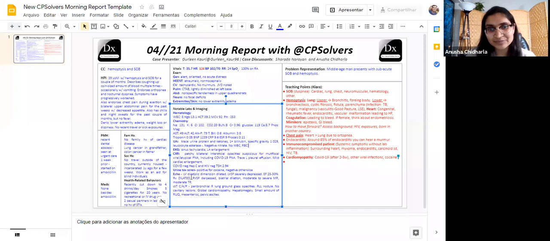Next is CT abdomen and pelvis. It showed peribronchial and ground glass opacities. So whenever I think about ground glass opacities, they can be secondary to a cardiac cause, like pulmonary edema itself can present as ground glass opacities. Or the other thing is PJP, pneumocystis pneumonia, which can also present with ground glass opacities.